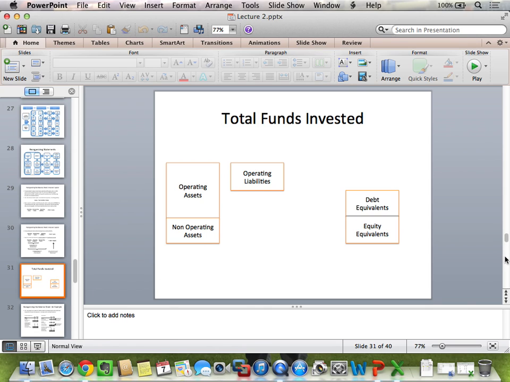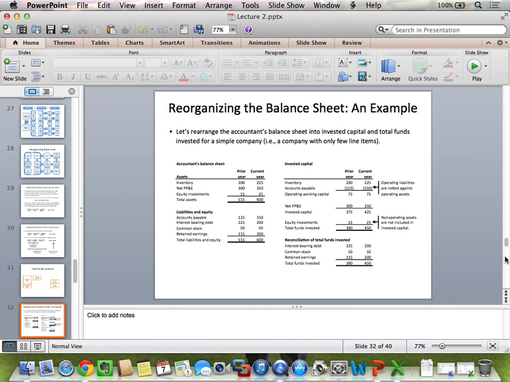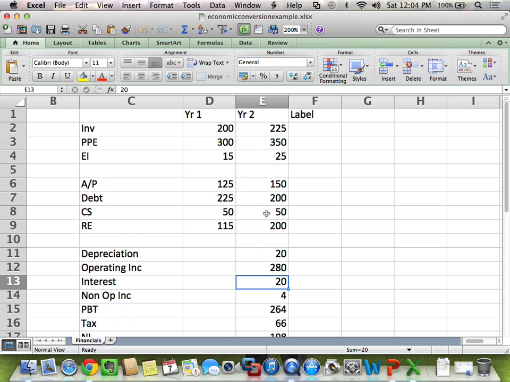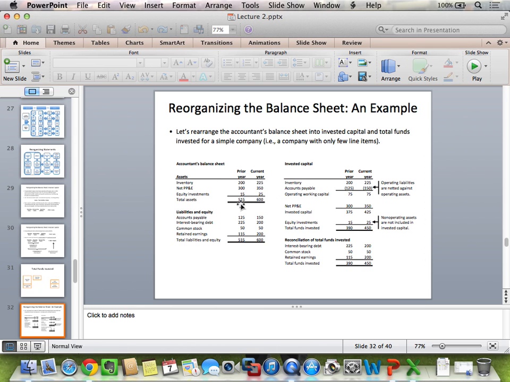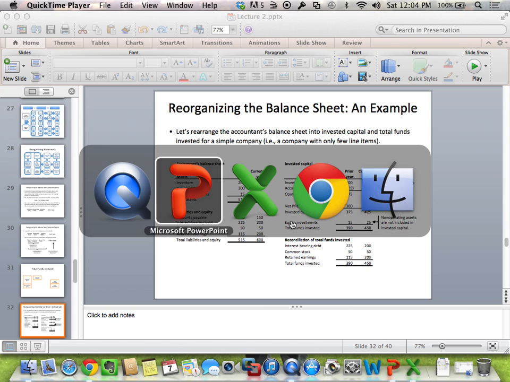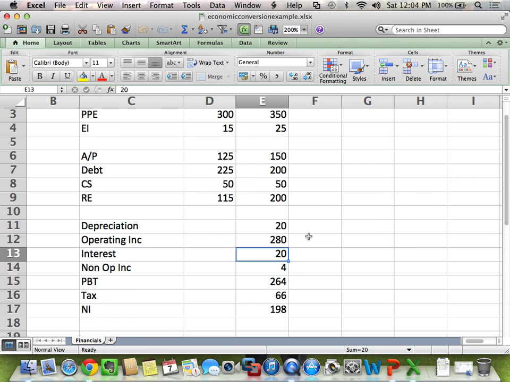So here's the example they gave in the book. The idea is this is a very simple balance sheet on the left. We're going to create the balance sheet on the right. So I recreated this simple balance sheet in Excel, so we can quickly go through the process.